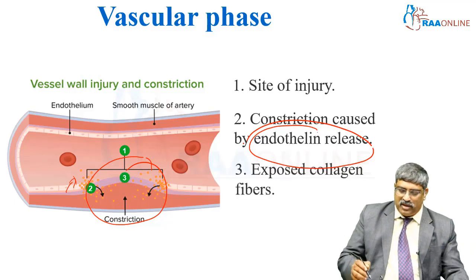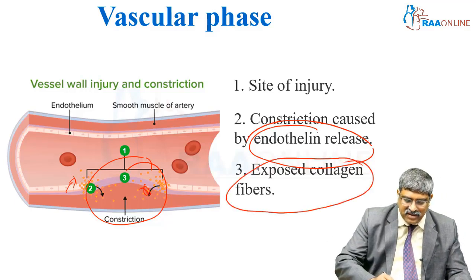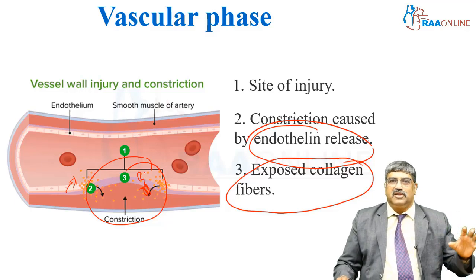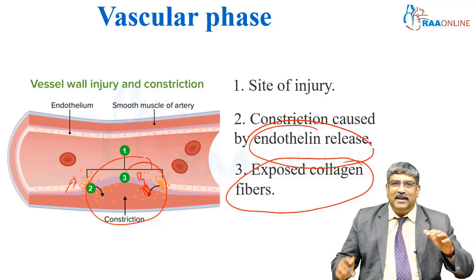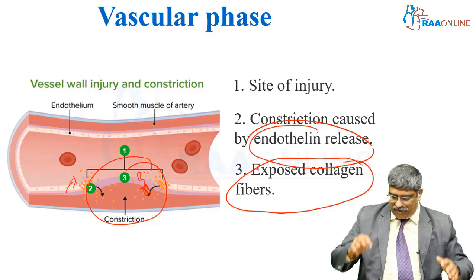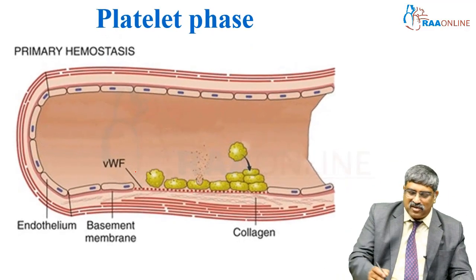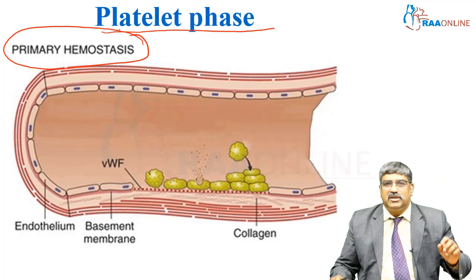And another important thing is exposed collagen fibers. Here the collagen which is here gets exposed. These 2 things happen in the vascular phase: localized vasoconstriction by endothelin and later exposure of collagen fibers. This is the vascular phase. Coming to the next phase, which is called the platelet phase or primary hemostasis.